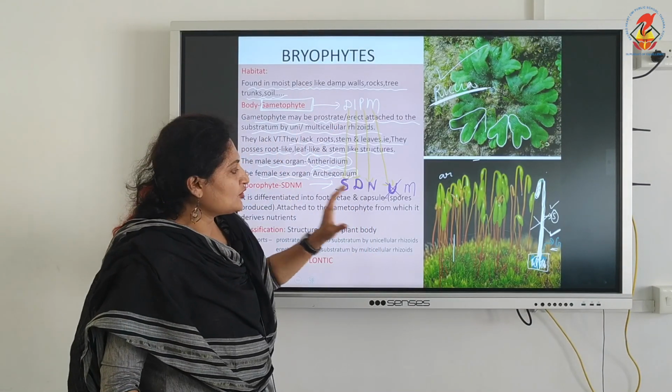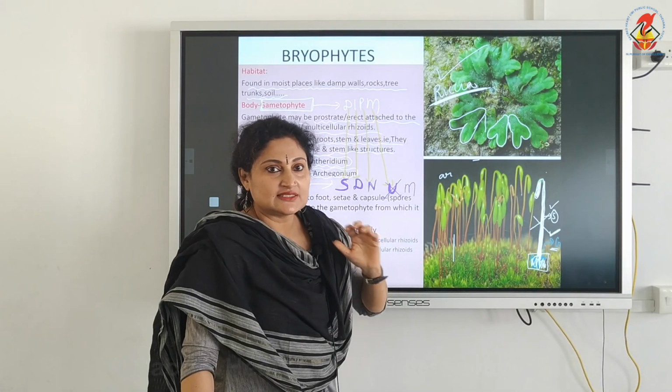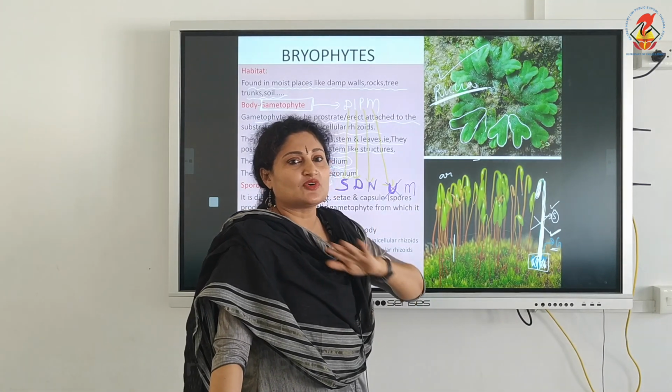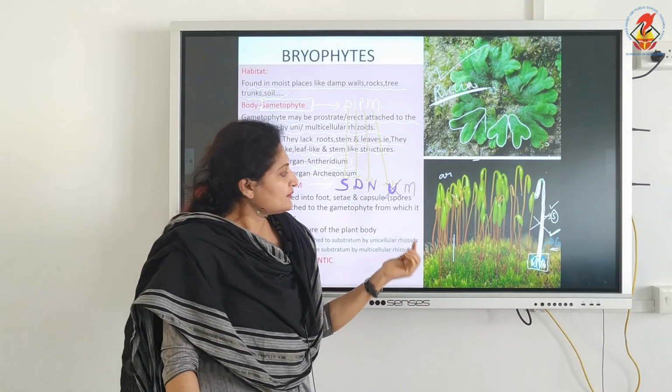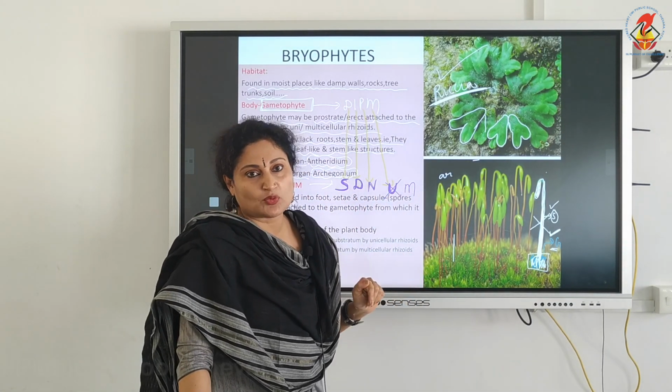So remember, for bryophytes, just take this in mind. The base part, which is the grassy structure, represents the gametophyte, which is found throughout the year on the walls. But in between, the gametophyte gives rise to these projected structures which represent the sporophyte.